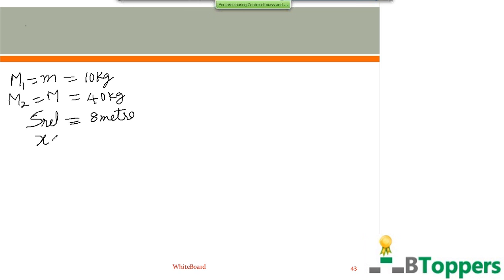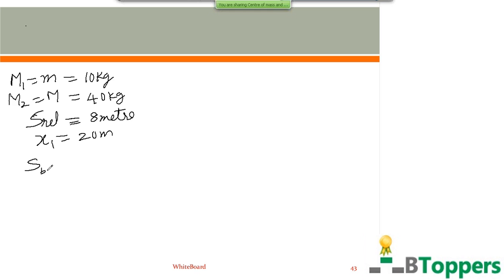Initially the boy is at a distance of 20 meters from the shore. Let x1 denote the initial distance of the boy from the shore. Here we consider both the boy and the boat together as one system. The net acceleration of the system is 0. Initially both the boy and boat are at rest, so the initial velocity of the center of mass of the system is 0. Based on the same reasoning I discussed in the previous class, the center of mass of the system will remain at rest.